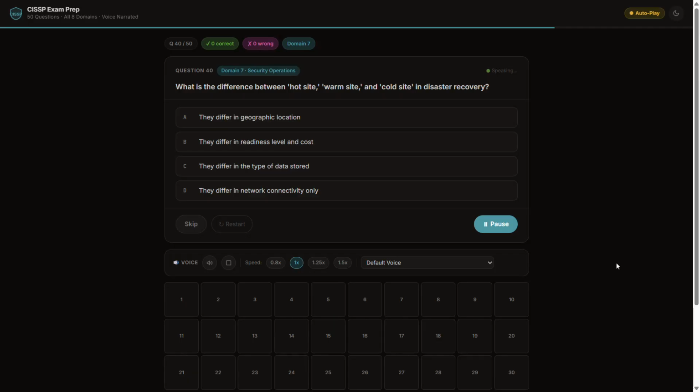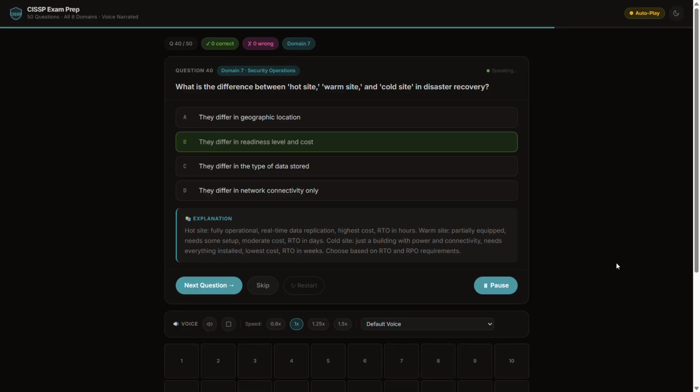Question 40. What is the difference between hot site, warm site, and cold site in disaster recovery? Options: A. They differ in geographic location. B. They differ in readiness level and cost. C. They differ in the type of data stored. D. They differ in network connectivity only.